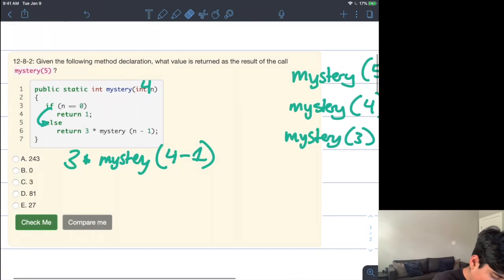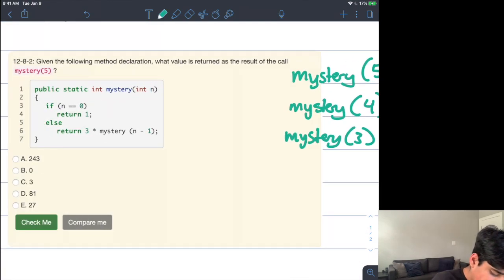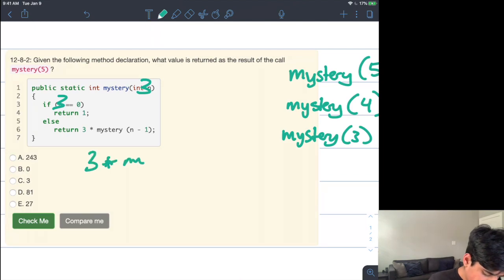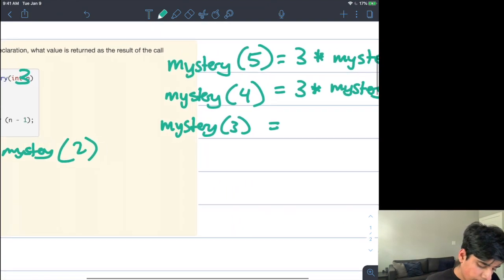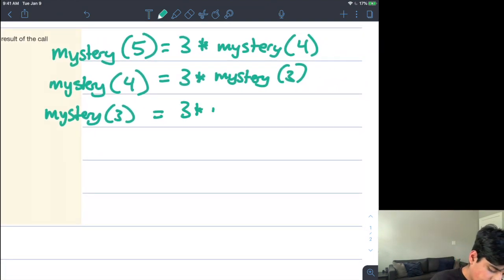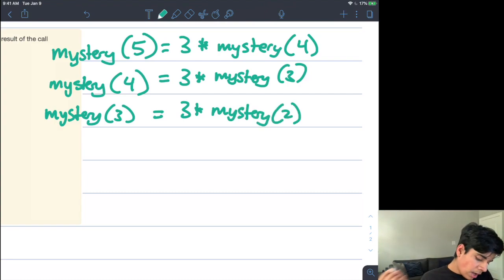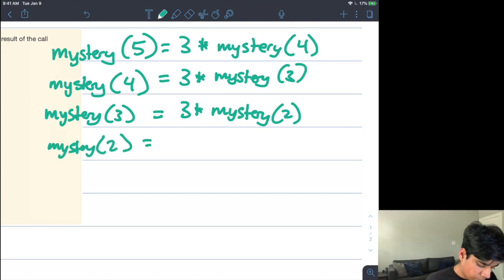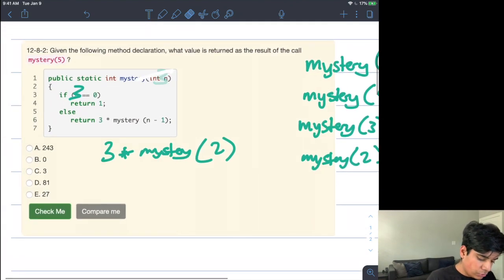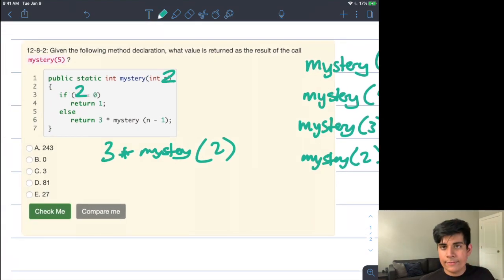Now I'm going to go back over here to my actual function, and I can put my parameter as 3. Well, is 3 equal to 0? No, it's not. So I'm going to return 3 times mystery of 3 minus 1, which is going to be 2. So I can do here 3 times mystery 2. And now we can continue the song. We could say mystery 2 is equal to, and of course we know that if I put in 2 over here, I'll check my if statement, 2 is not equal to 0, so I will run my else.